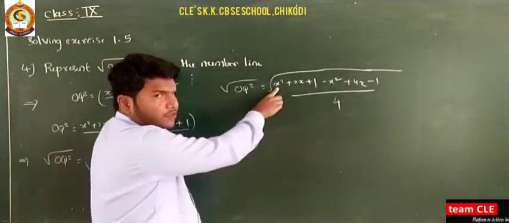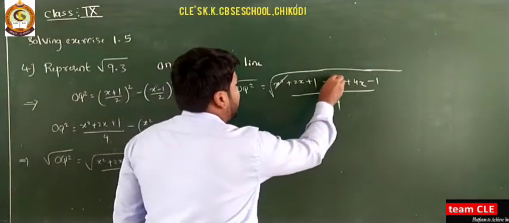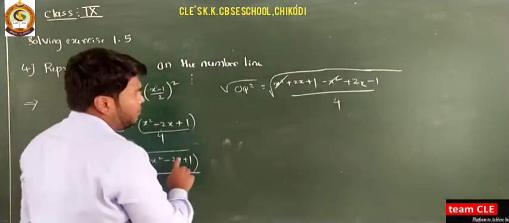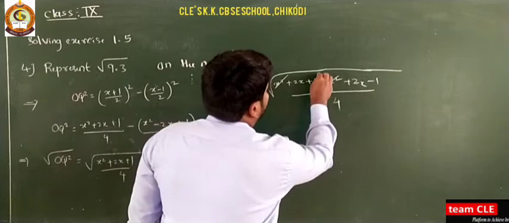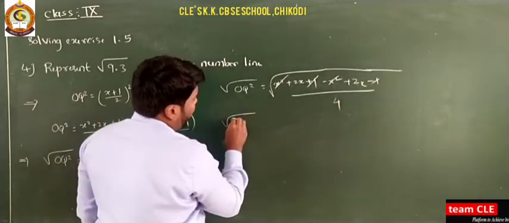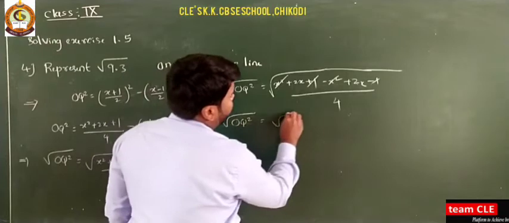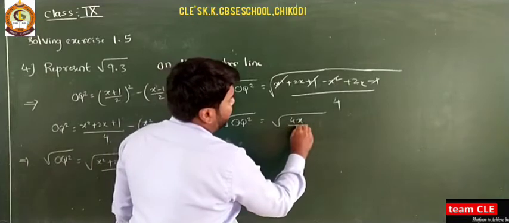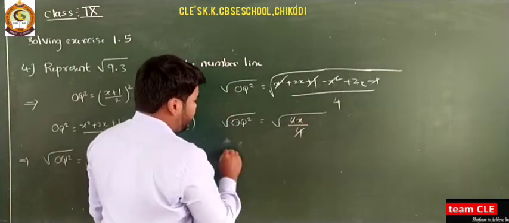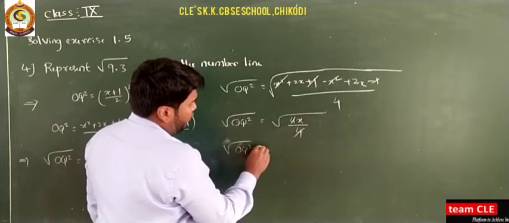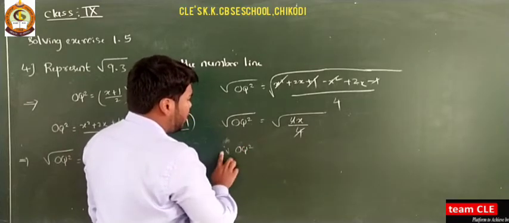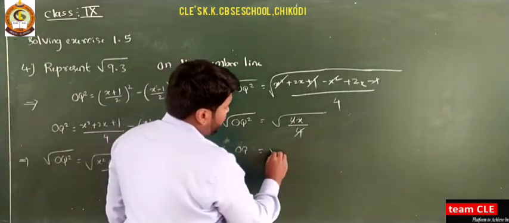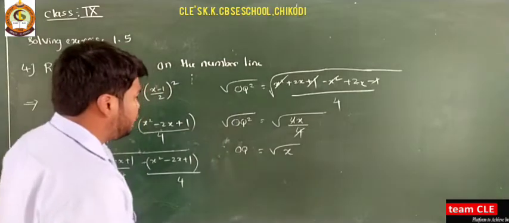Now see, plus x square and minus x square get cancelled, and plus 2x and plus 2x make 4x, and plus 1 minus 1 get cancelled. So OQ square equals 4x by 4. Again 4 gets cancelled, so remaining is x. So OQ square equals x, the square and root get cancelled, remaining is OQ equals root of x. So OQ equals root of x.